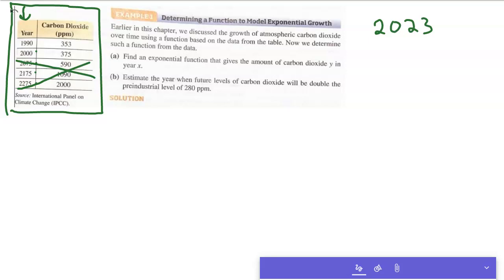We're going to have to be real careful how we use that data because they're basing it on a model we may not know. So what you want to do is just focus on the first years. I'm assuming that this was actual data that they collected. The problem wants us to find the exponential function that gives the amount of carbon dioxide y in the year x. If we assume it's growing exponentially, that's a big assumption, but we're going to assume it.